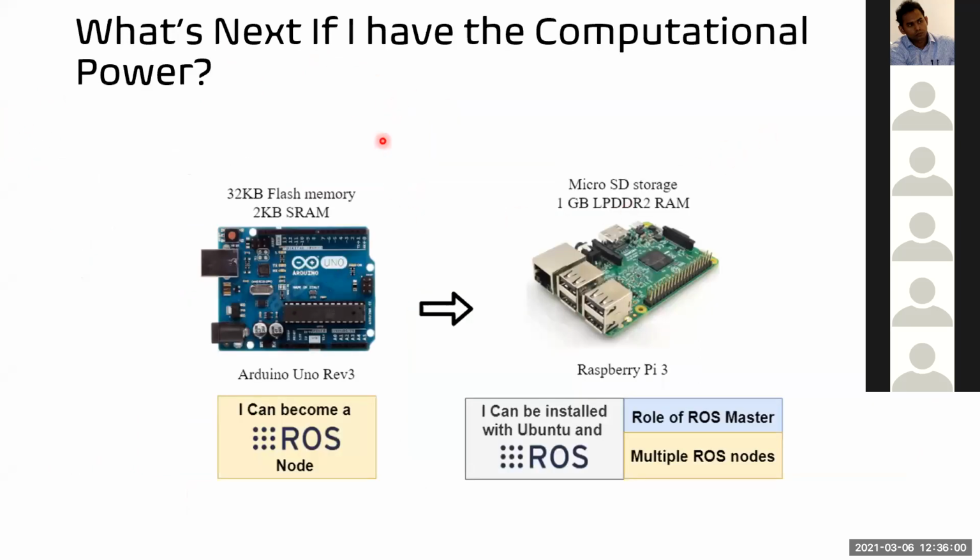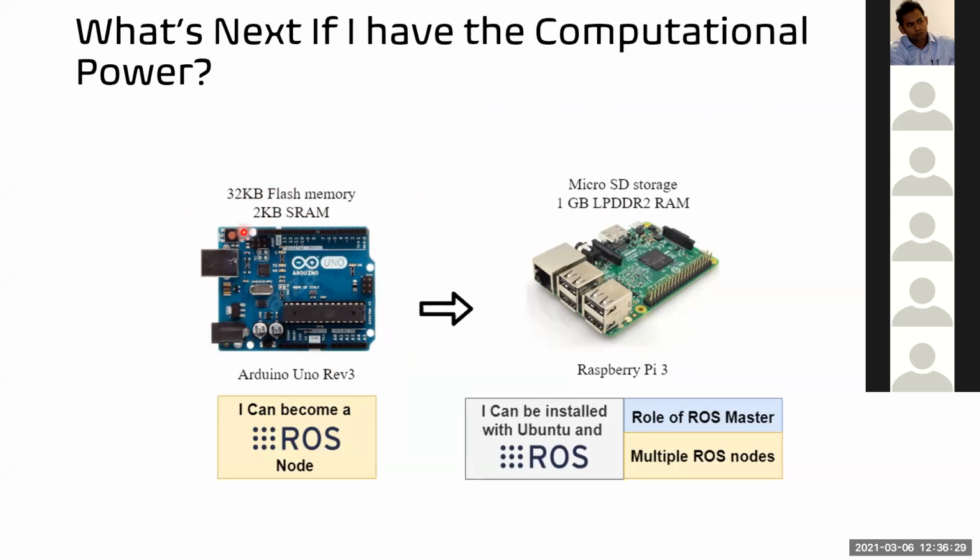So let's assume you are doing a bigger project, or a project in university. So what is next if you have the computational power? ROS Arduino can only behave as a ROS node because of the limitations inside it. It has only 32 kilobytes of flash memory and 2 kilobytes of RAM, so it cannot handle very complex things.